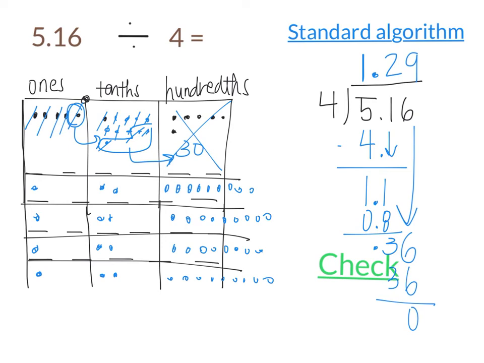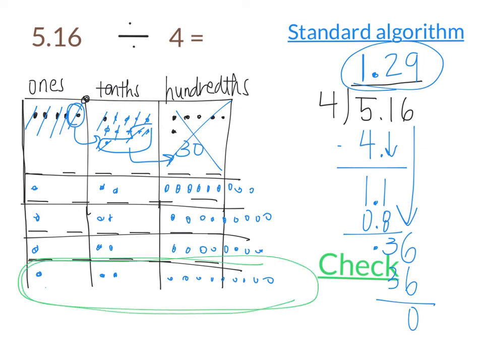So, do you guys see how the standard algorithm is the same thing as the place value chart? Yeah. So what's the quotient? And do you guys see how that's the same thing? If I look at what's in one group right here, how many ones do I have? How many tenths do I have? How many hundredths do I have?